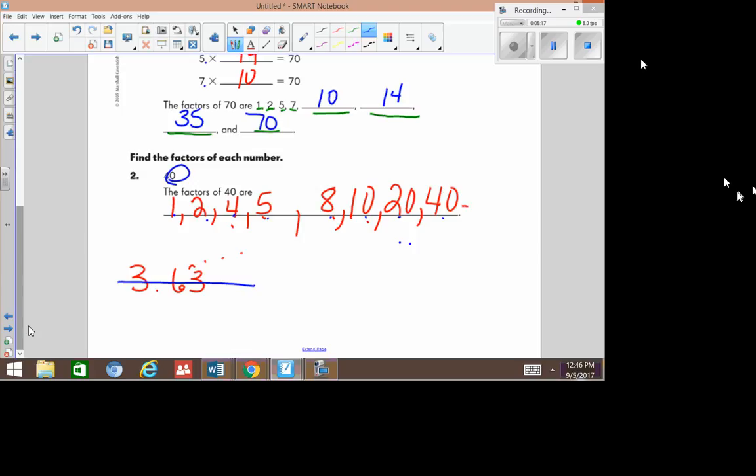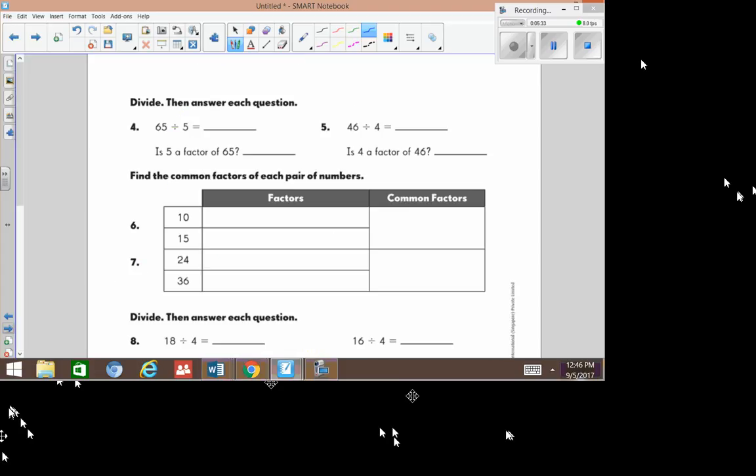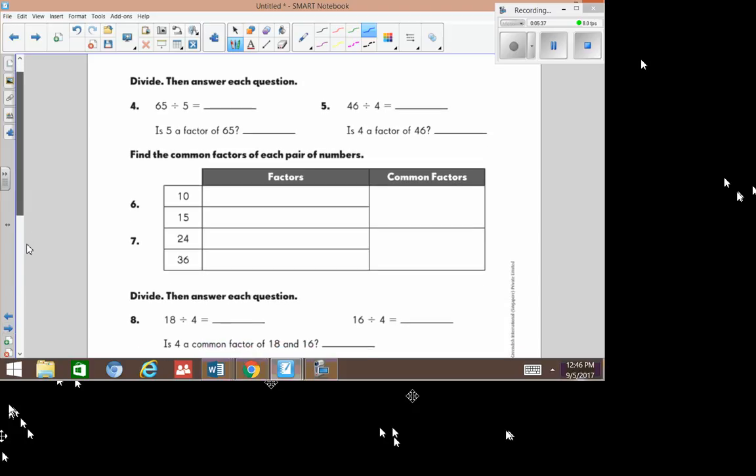It says divide, then answer each question. Okay, number 4. Let me move down on my stuff. Okay. Next slide. There we go. 65 divided by 5. Can you count by 5 to get to 65?